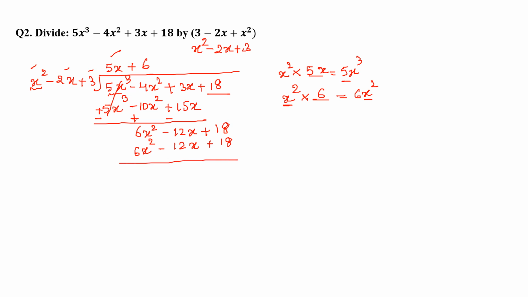So now I have to subtract. So sign will change. And I can see 6x square minus 6x square is 0. Minus 12x plus 12x is 0. Plus 18 minus 18 is 0. So here I have got my remainder as 0. So quotient is 5x plus 6 and the remainder is 0. So this is the second question. Now we will move to the third question.